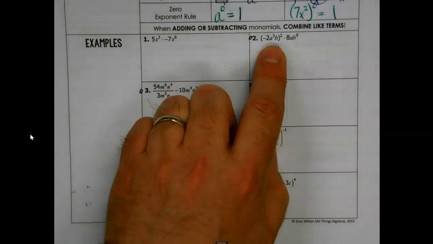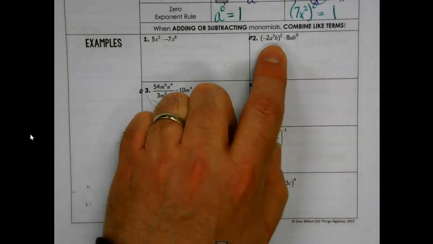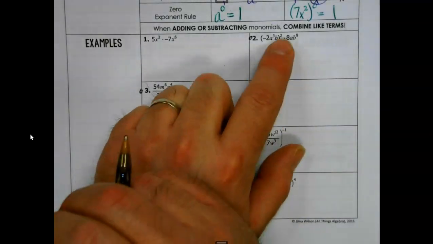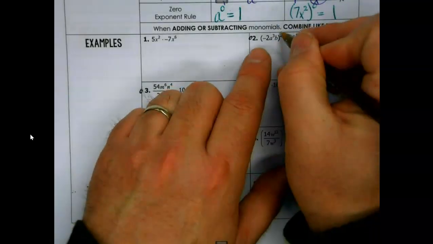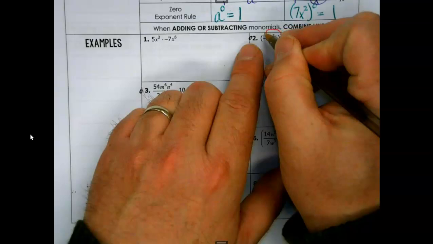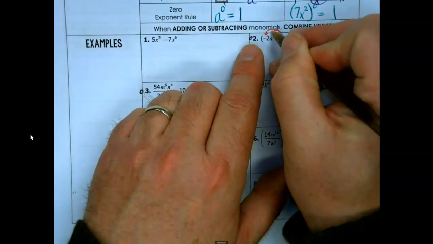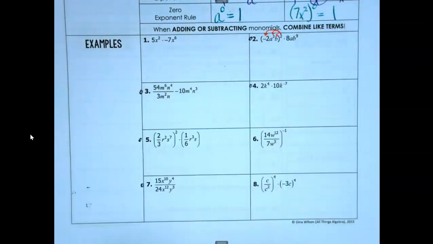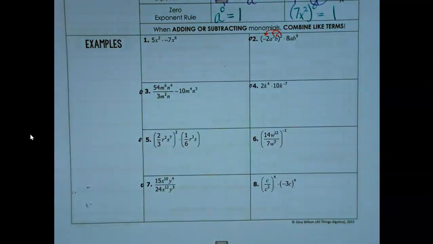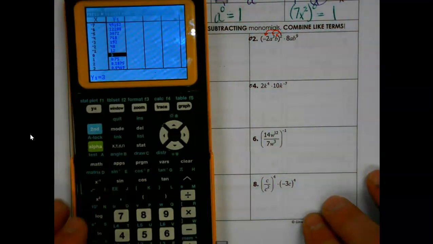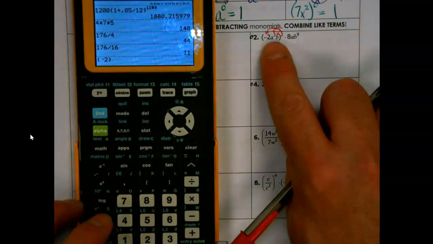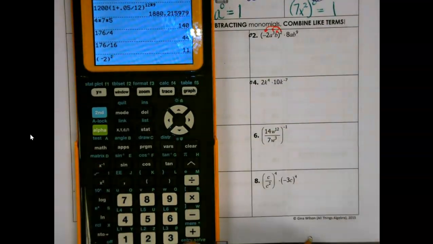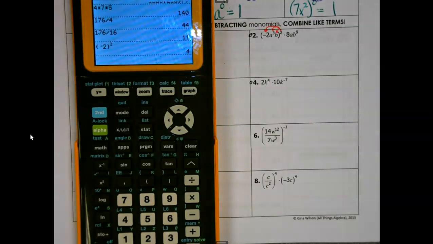So we're going to start at 2. First job: if you ever have parentheses, that needs to get taken care of first. So this 2 is going to go to the -2, it's going to go to the 3, and it's going to go to this b. So I have -2 to the 2nd power, if I need some help there, especially with the sign maybe.